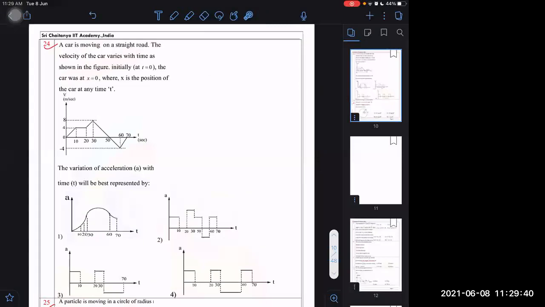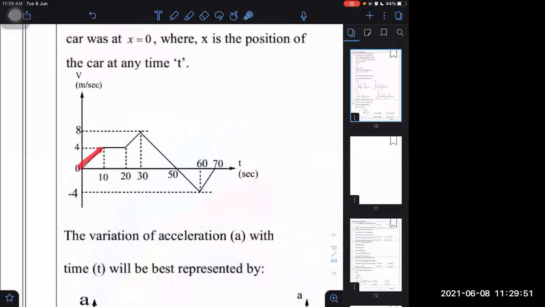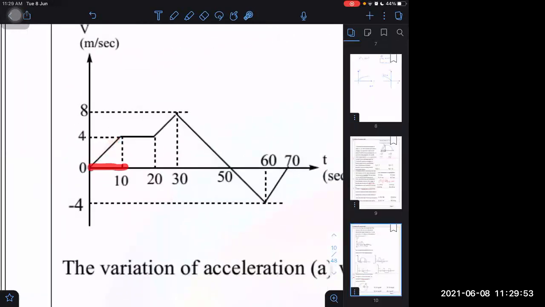A car is moving on a straight road, right? And this is the velocity versus time graph. For this, is acceleration positive or not? From 0 to 10, slope is positive. And the slope of the VT graph represents acceleration. So what acceleration is it having?